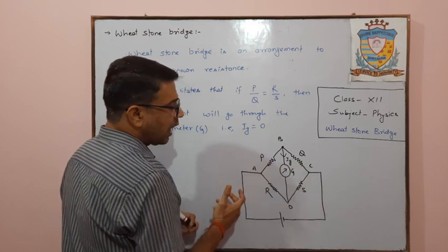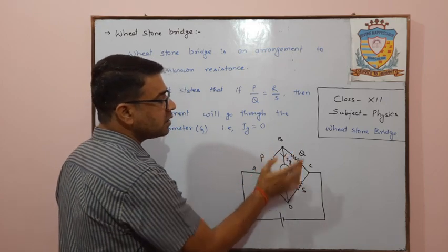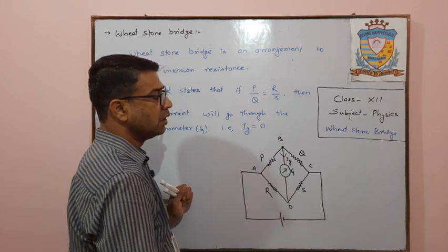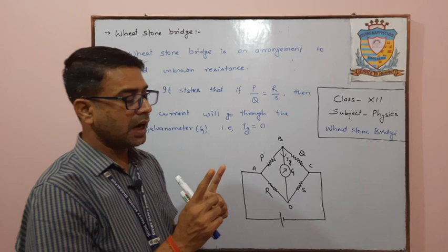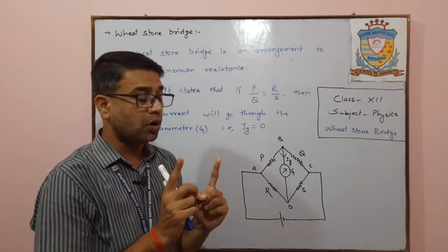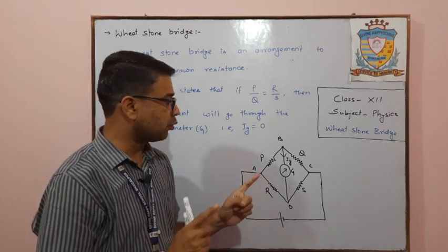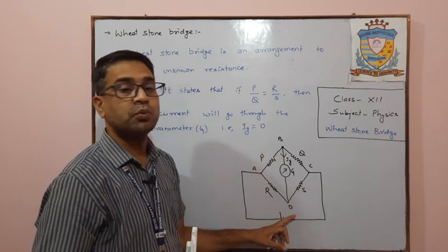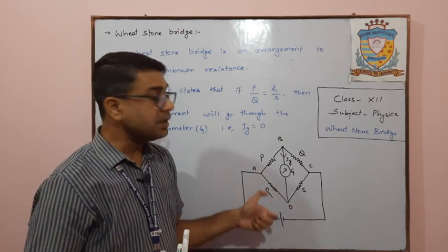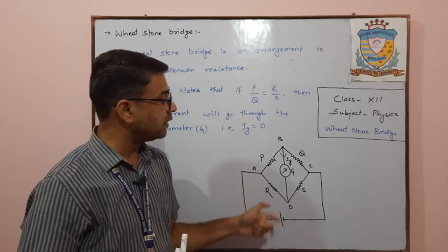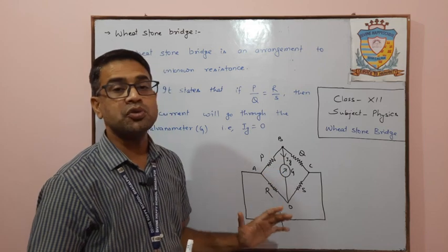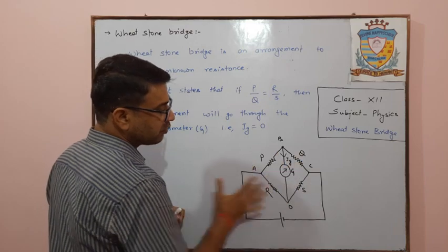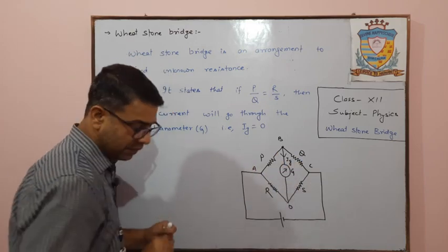So at what condition is this Ig equal to 0? When the current in branch BD is equal to 0. As we know, if the potential at two points is the same, there will be no current flow from one point to another. That means the potential at B is equal to the potential at D. If this condition happens, then the value of this current is equal to 0. In that case we can remove this galvanometer from the circuit to solve it. Clear?